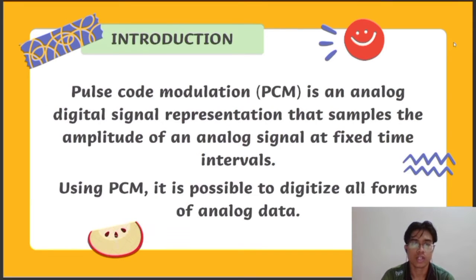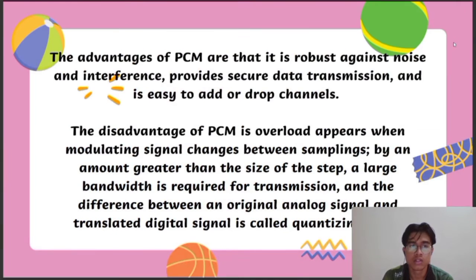Firstly, introduction to pulse code modulation. Pulse code modulation is an analog to digital signal representation that samples the amplitude of an analog signal at fixed time intervals. Using PCM, it is possible to digitize all forms of analog data. So the advantages of PCM are that it is robust against noise and interference, provides secure data transmission, and it is easy to add or drop channels.